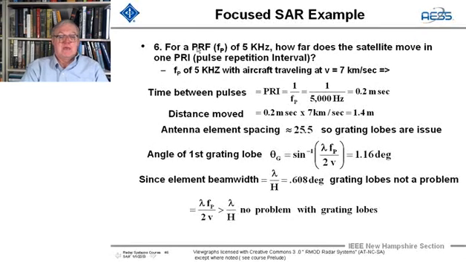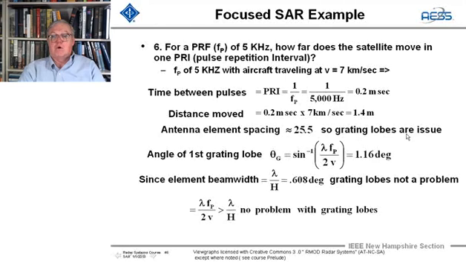Okay, for the PRF, if I pick one between that 2 and the 7.5 kilohertz, how far does the satellite move in one PRF? Because we want to make sure that the target's within the beam width, and we don't have grating lobe problems. We're moving at 7 kilometers a second. Time between pulses is 0.2 milliseconds. The distance moved is 1.4 meters. The element spacing is 25.